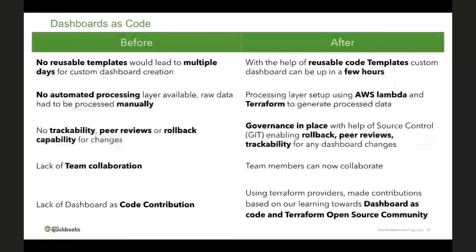Now, just to summarize the before and the afters. So previously, no reusable templates, it could take up to days to spin up a dashboard. Now it can be up within hours. No automated processing layer. The data had to be processed manually. Now it can be done automatically through the layer. There was no trackability, peer reviews, or rollback capability for the changes. We have all of them. Lack of team collaboration used to be there, but now it's not there anymore. Last but not the least is lack of dashboard as code contribution.